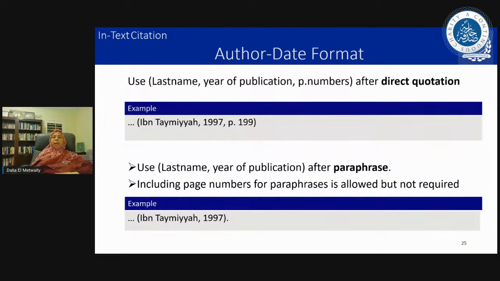The author-date format is the last name, year of publication, and page numbers. So I've got an example here. I was just talking about Ibn Taymiyyah. The year of publication is 1997. Now, Ibn Taymiyyah passed away, Allah yarhamu, 700 and something years ago, right?